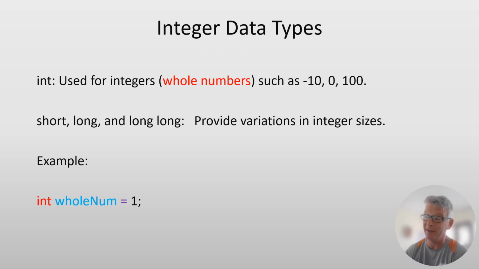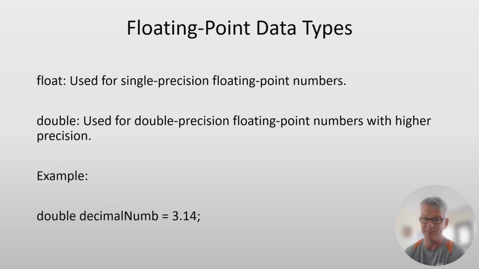How do we declare an integer? What are the rules? Data type, name, assignment operator, value, and semicolon. Okay, so that's an integer, one of our data types.